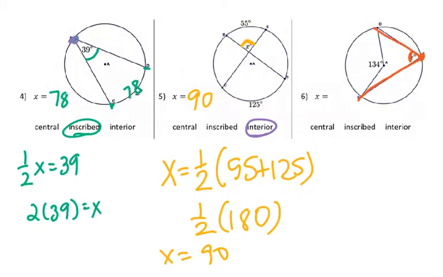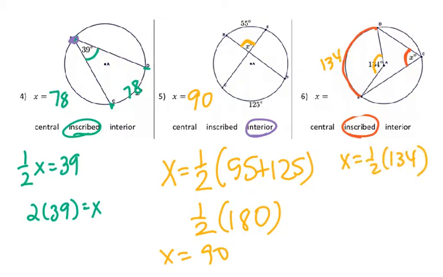The vertex is on the circle, so this is an inscribed angle. And so again, think about what the formula is for that. This is equal to half of this arc. How do I know what that arc is? Well, I know that the central angle is 134. That makes this 134. So x is equal to half of 134. So that makes x equal to 67. And so that inscribed angle is 67 degrees.